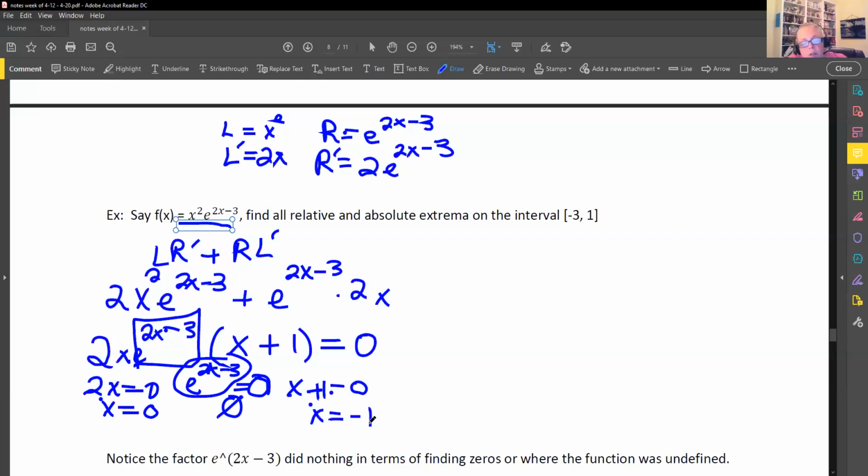So that's easy. So now that I've done that, all I have to do is make myself that table. Negative 3, where's my critical values? Negative 1, 0, and 1. And I'm going to plug them, remember, back into the original function.